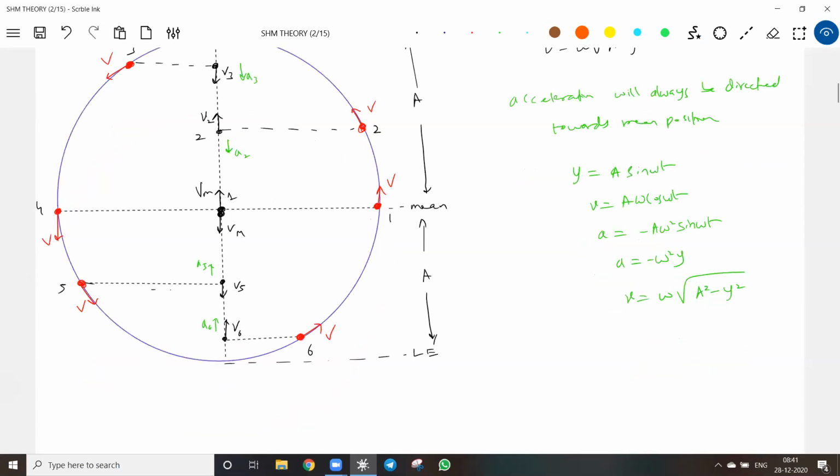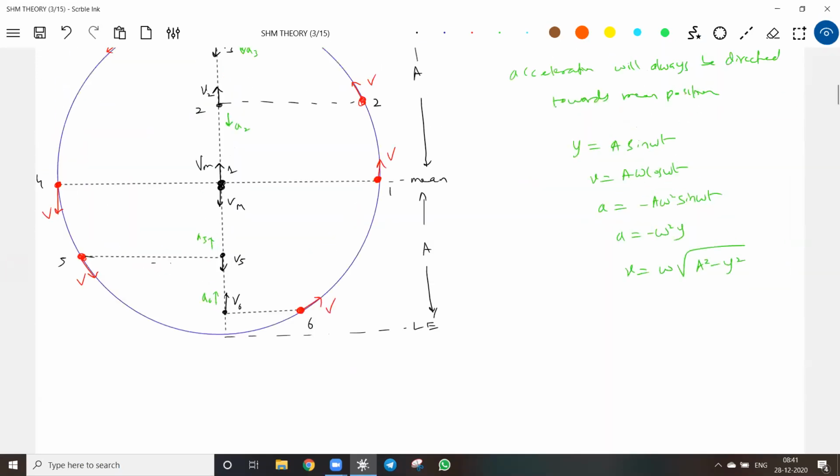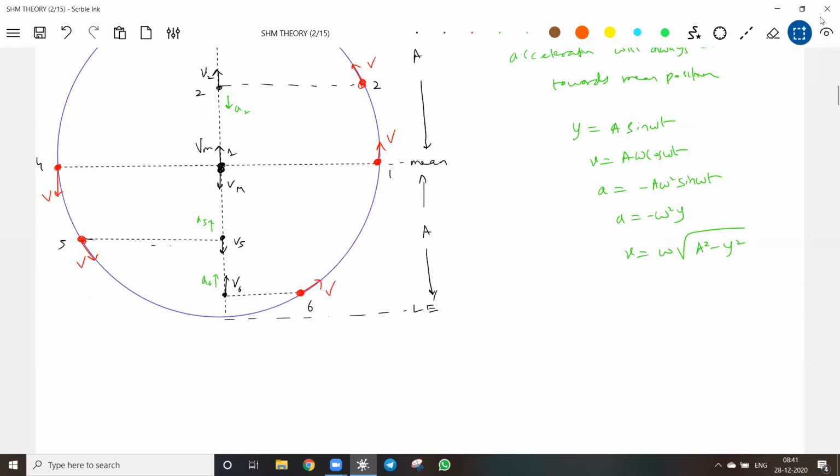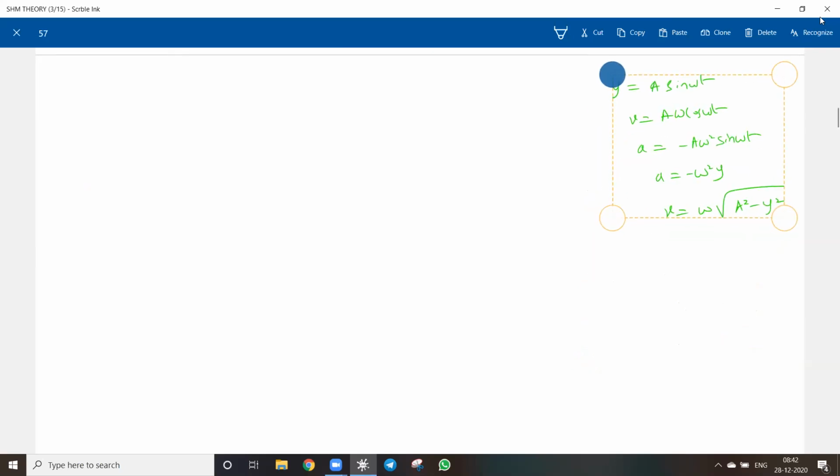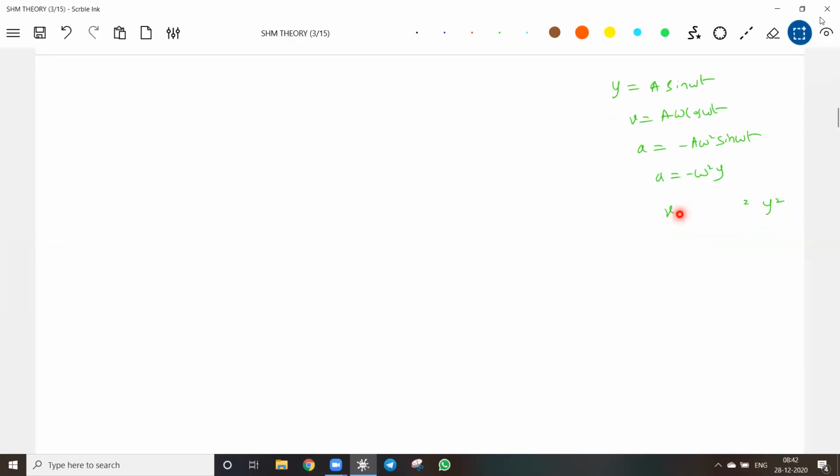Let's plot graphs also. Once again, let me take it. Let me plot graphs of all these. This may not be needed. I think you are very good at plotting graphs of trigonometric functions.